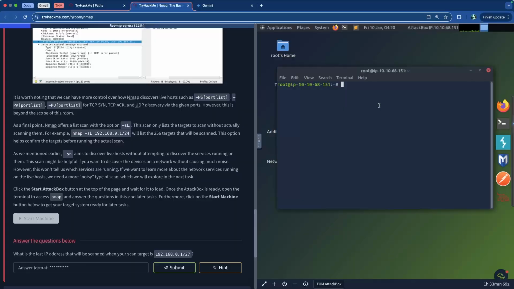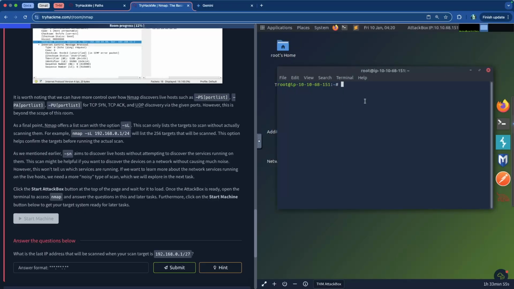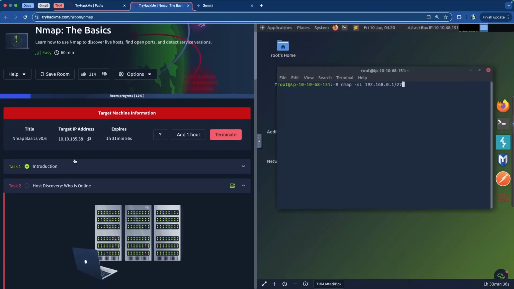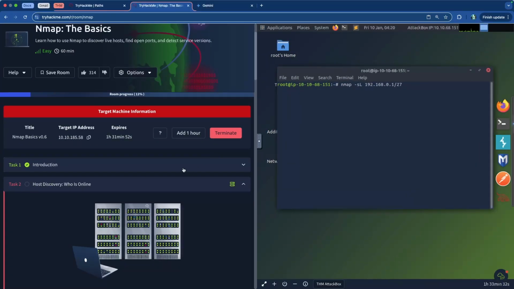So I'm actually already logged in as root. It seems that I don't need to switch users or anything like that. So this is what the command is going to be, right? It's going to be nmap, and then we're going to do -sL. And then we're basically just going to put in the IP range, which is 192.168.0.1, and then we're going to do a /27. And I don't think that's the actual machine that we've been assigned. It isn't the machine that we've been assigned. So that's very interesting to kind of see.